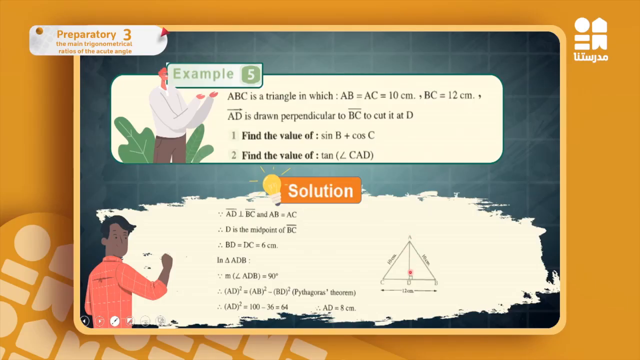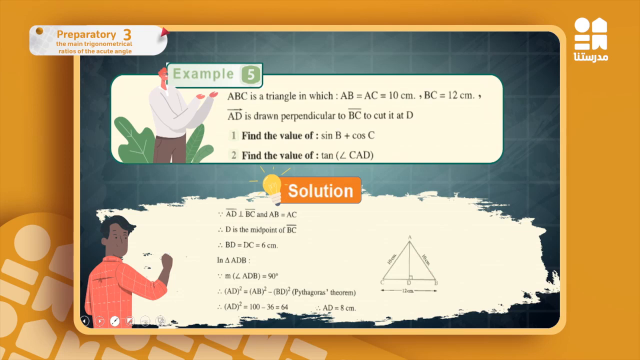But Mr., I don't have AD, so you can find AD by using Pythagoras theorem. I have 10 as AB and BD is 6, so I can find the value of AD by using Pythagoras, such that 10 squared, which is 100, minus 6 squared equals AD squared. So AD squared equals 100 minus 36, which is 64. So AD is the square root of 64, which is 8. So now I know AD equals 8.